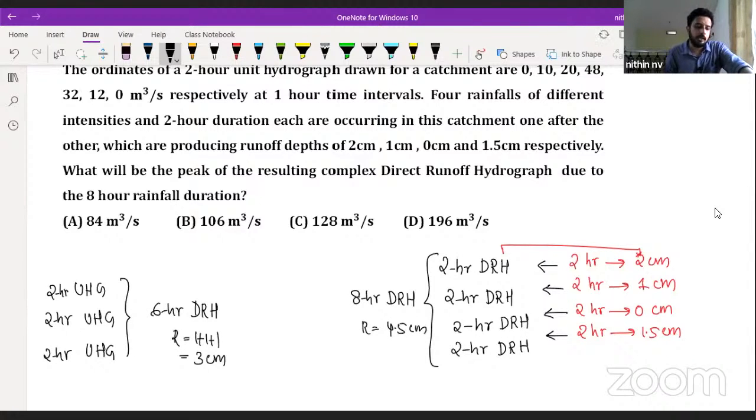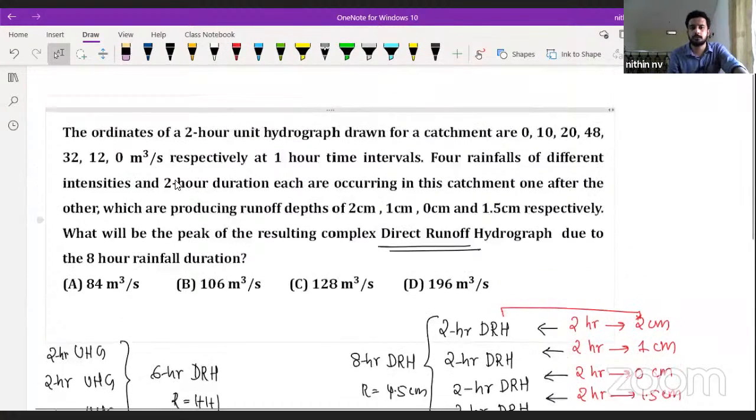Yes, very good. So if we are able to obtain a 2-hour DRH like this, then can we add all those 4 DRH and find what will be the resulting direct runoff hydrograph? Is it possible? Yes. But how will we get this 2-hour DRH? We can find this 2-hour DRH from the 2-hour unit hydrograph. That's what they have given in the question. A 2-hour unit hydrograph is given.